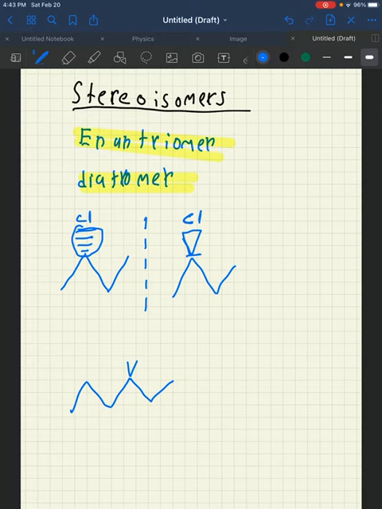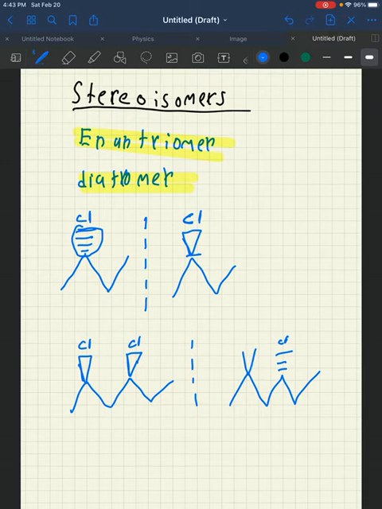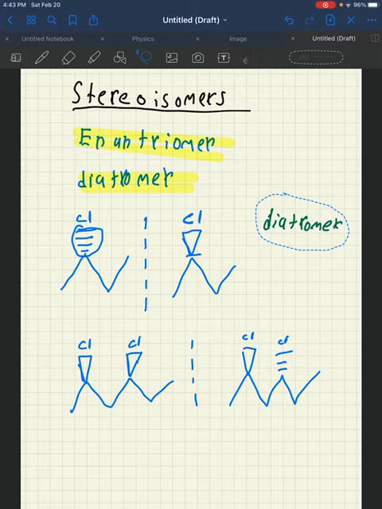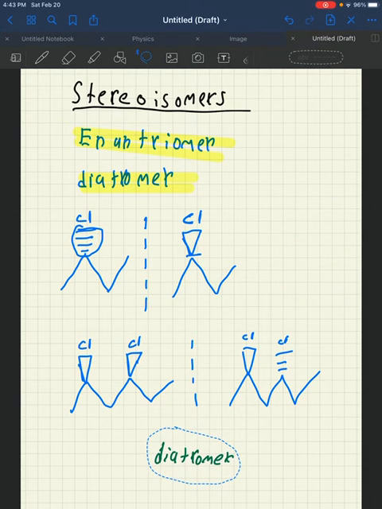I have to be careful here, else I might draw a meso compound. If I go from this to this, it is considered a diastereomer. I still can't spell that properly, but this right here is a diastereomer, and this up here would be your enantiomer.